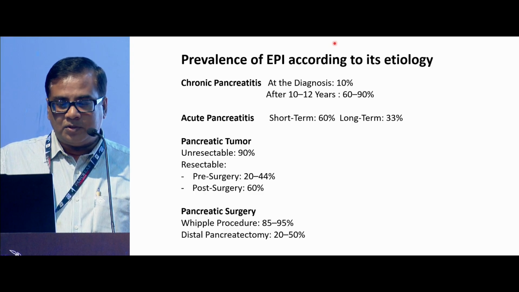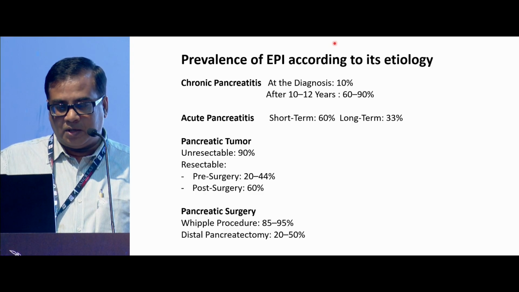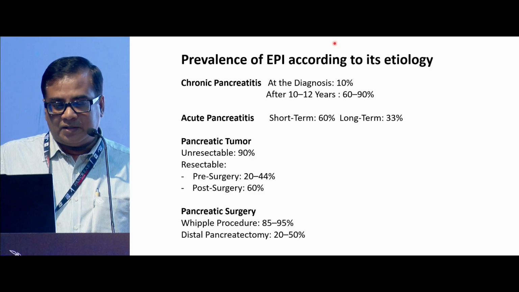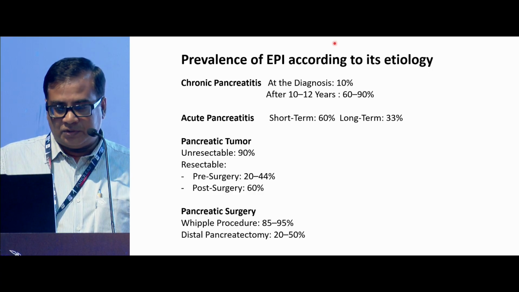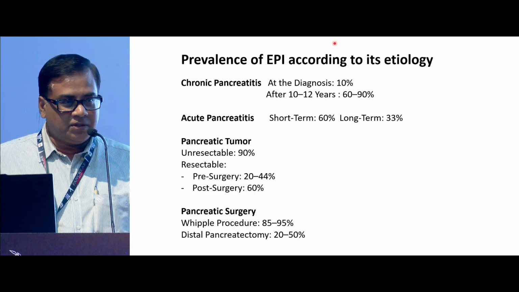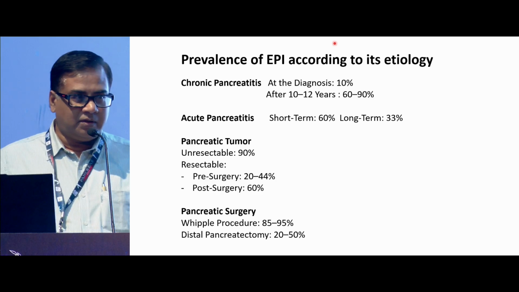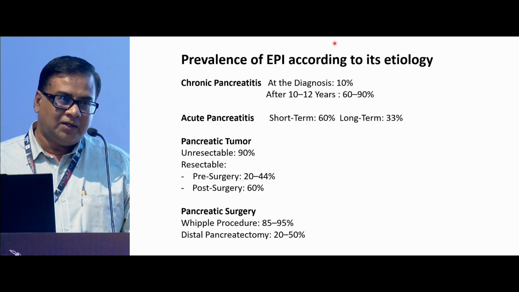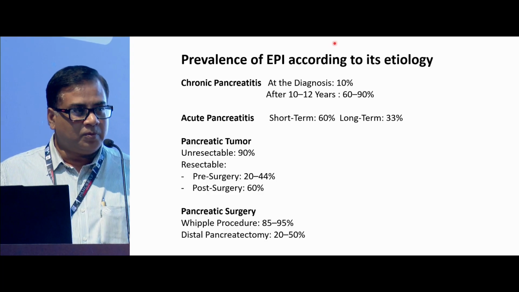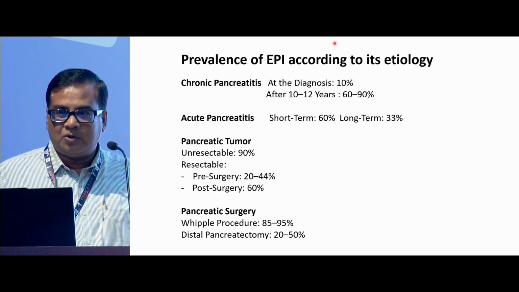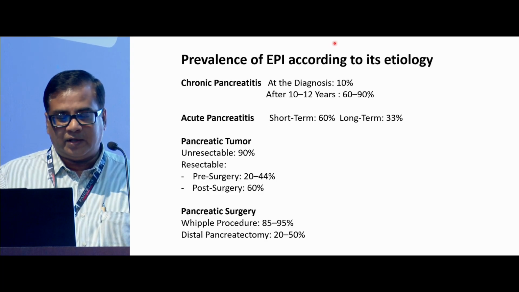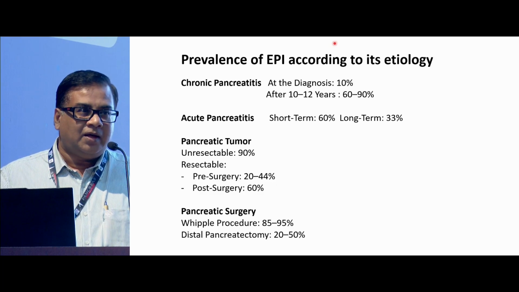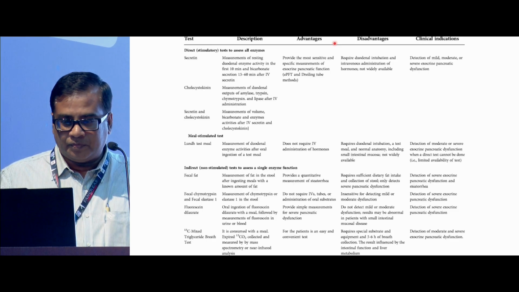And for pancreatic tumors also, it is higher for unresectable tumors, and there are different rates before and after surgeries. Depending on the type of surgery, the prevalence of exocrine insufficiency can be higher. So when you know the disease you are dealing with, the pre-test probability of the test you are going to use is automatically higher. So you can have an idea of how reliable your test reports might be.